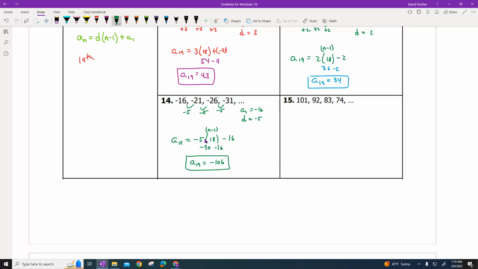$92 take away 101 would give me that answer real quick. It's a negative 9. 83 take away 92. I get negative 9 as well. 74 minus 83. Negative 9. So my a sub 1 is 101. My d is a negative 9. Let's go. I want a sub 19, minus the number I want, minus 1, plus 101.